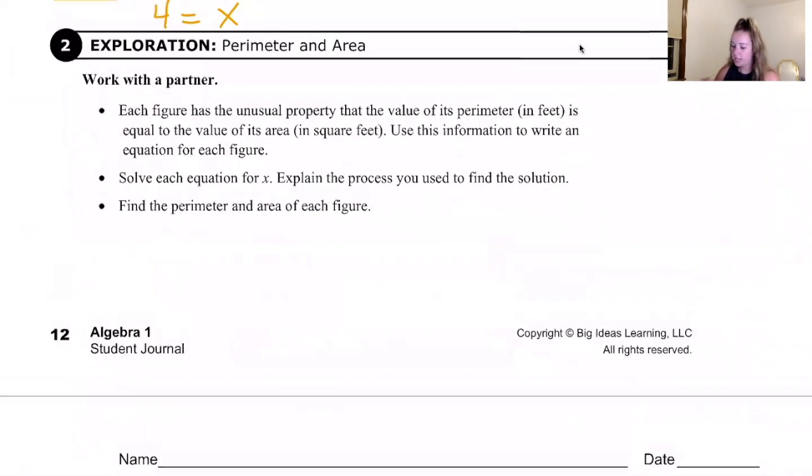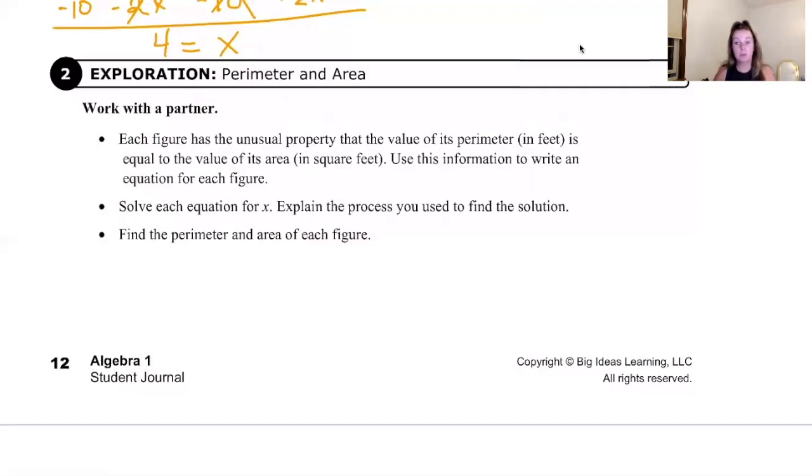Okay, so for exploration 2, I'm going to do the first one with you, and then you'll do the next 2 on your own. Each figure has the unusual property that the value of its perimeter is equal to the value of its area. Use this information to write an equation for each figure. Solve each equation for x, then explain the process you use to find the solution. Find the perimeter and the area of each one.